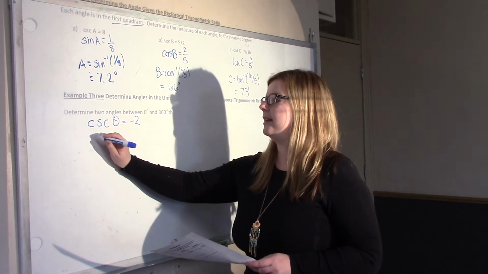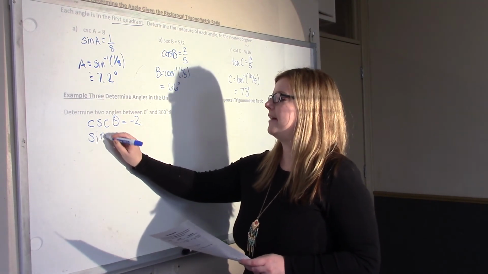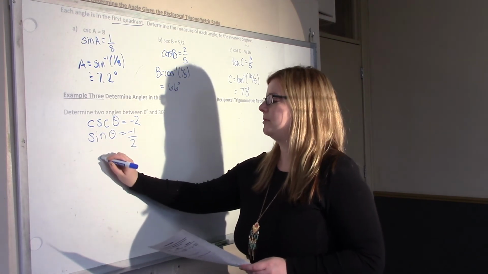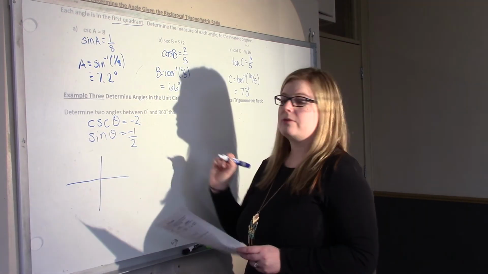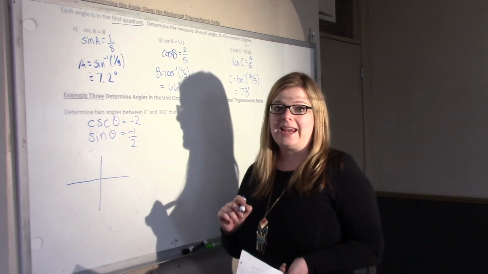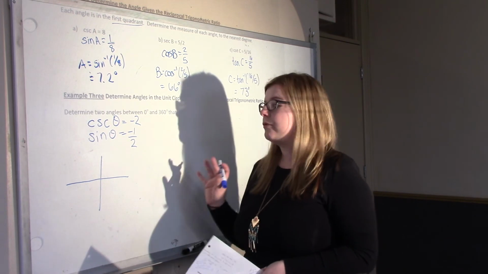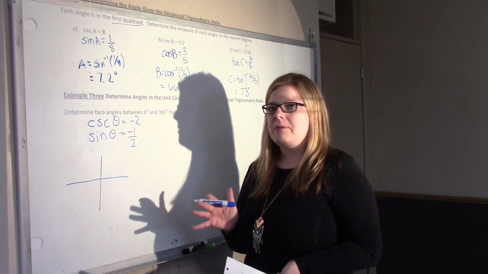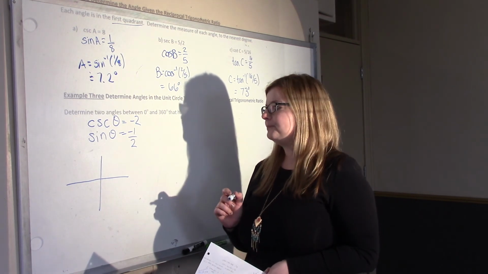So cosecant is the inverse of sine. So we have a sine theta then of -1/2. So we draw our Cartesian plane. Now this question is exactly like what we have done in previous days. So you should be able to do the rest of this without me. If you'd like to pause and try that, that would be excellent. That's good practice for you.